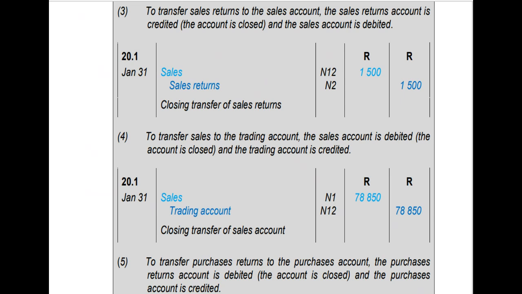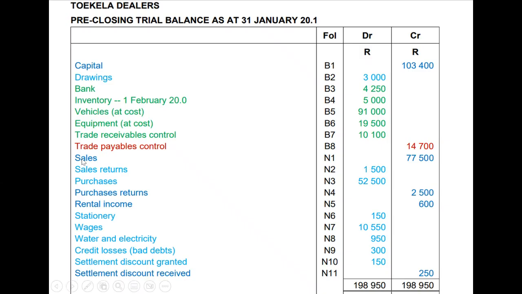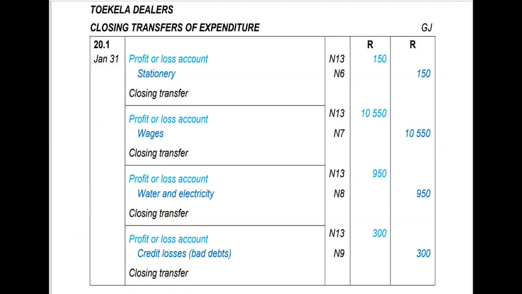But we haven't dealt with step number 3, where we say all other income and expenses that are not closed off into the trading account need to be closed off to where? To your profit or loss account. So here we are talking about which items are those. It's clear now that sales return, purchases return, settlement discount granted and settlement discount received have already been closed off when we did our trading account. So which ones are remaining? We are remaining with rent income, stationery, wages, water and electricity, and credit losses. These need to be closed off to where? To your profit or loss account.